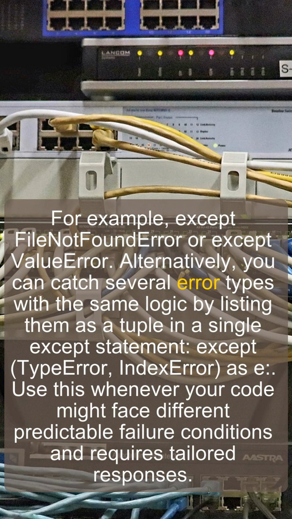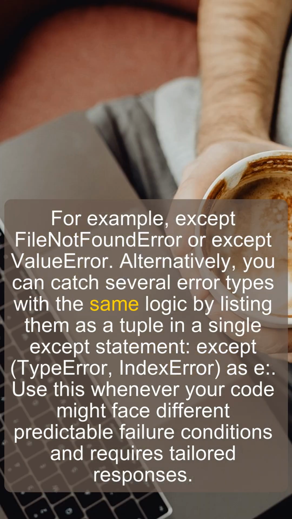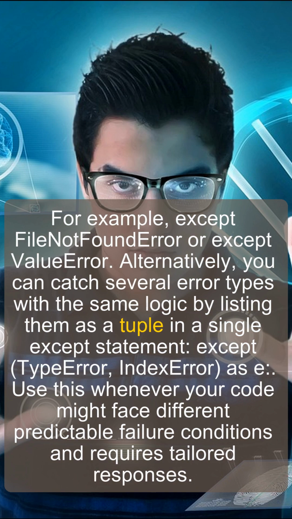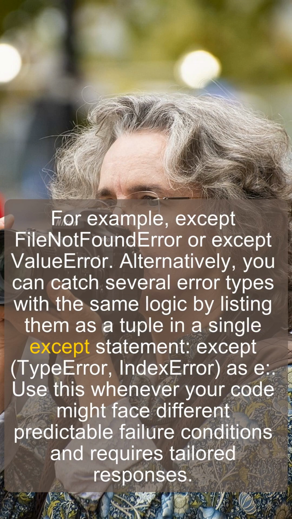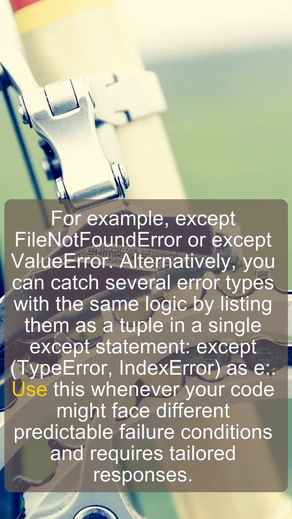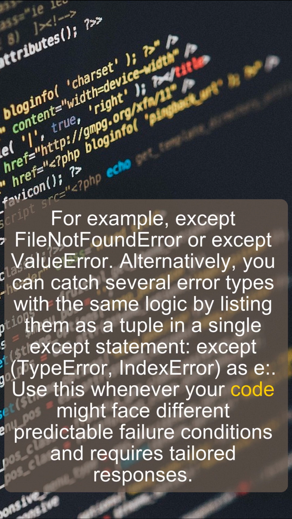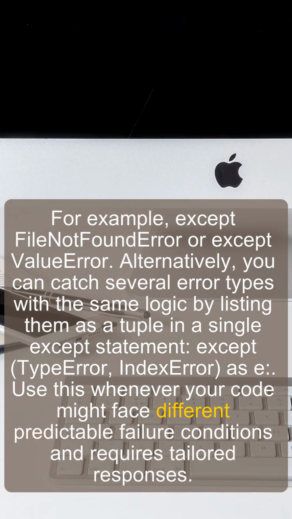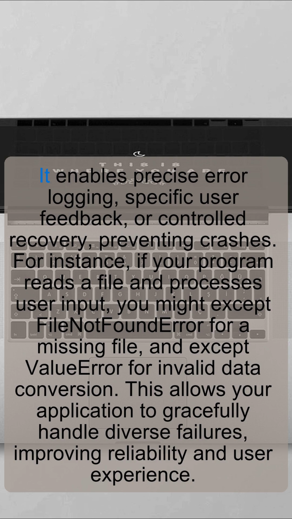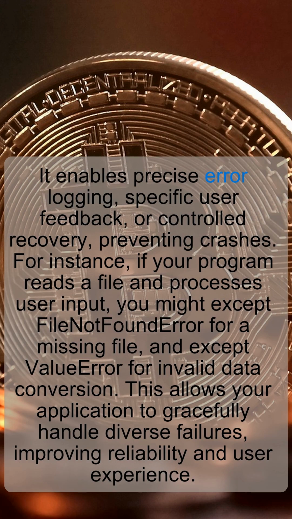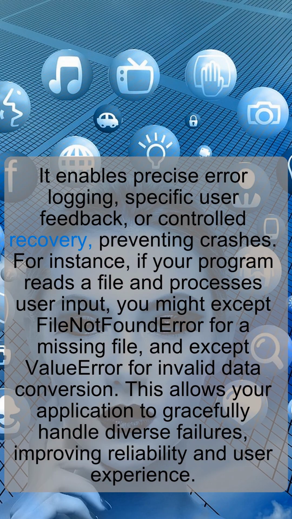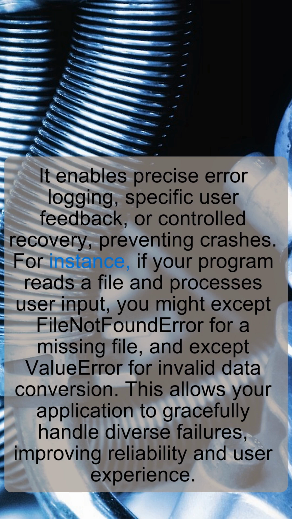Alternatively, you can catch several error types with the same logic by listing them as a tuple in a single except statement. Except (TypeError, IndexError) as e. Use this whenever your code might face different predictable failure conditions and requires tailored responses. It enables precise error logging, specific user feedback, or controlled recovery, preventing crashes.